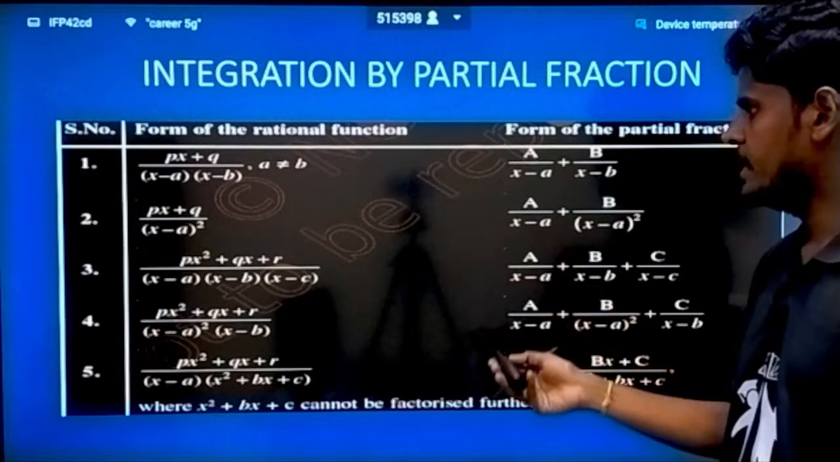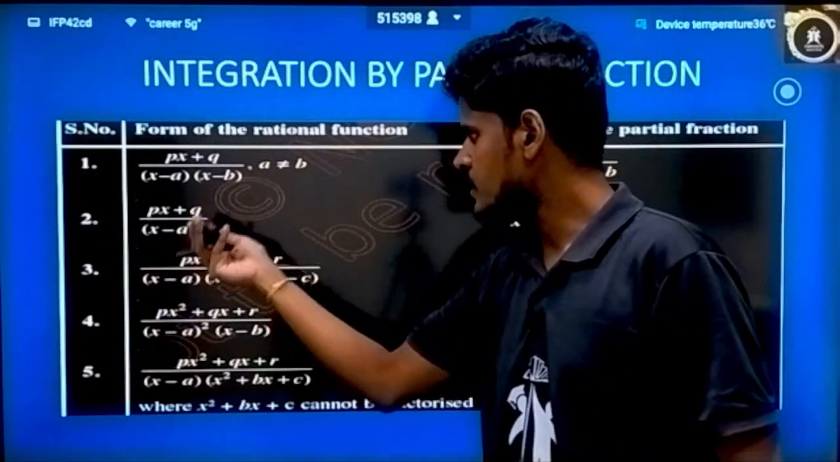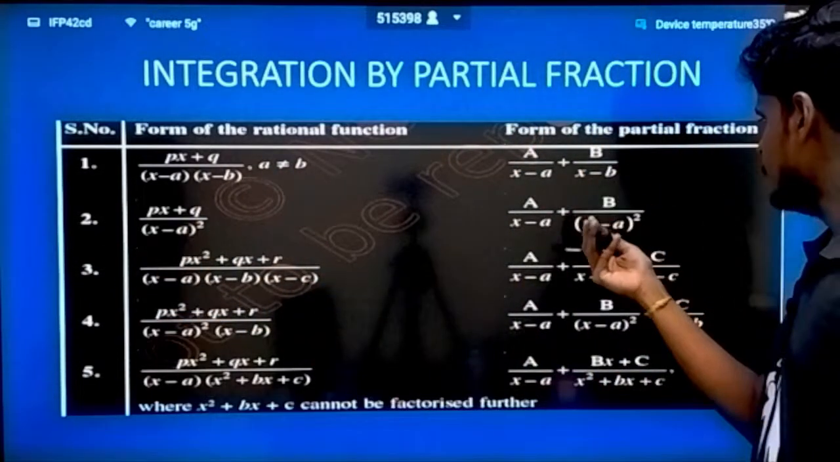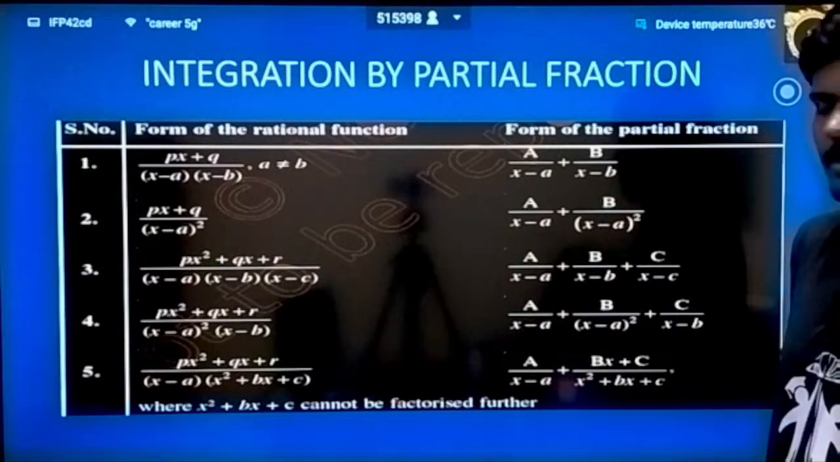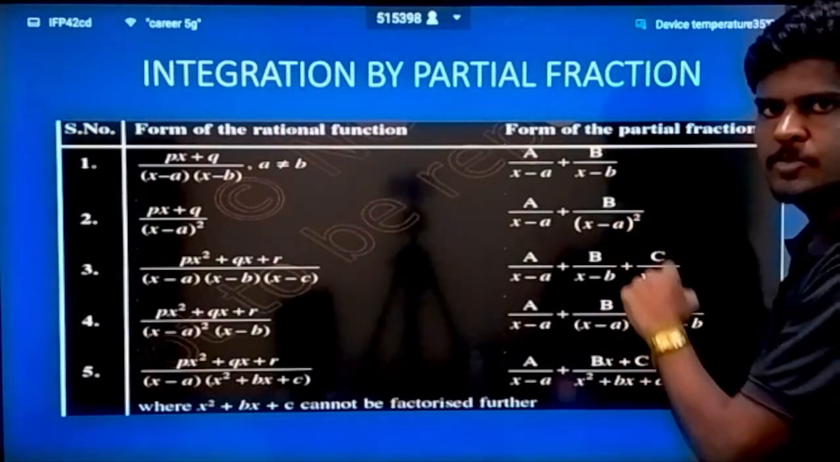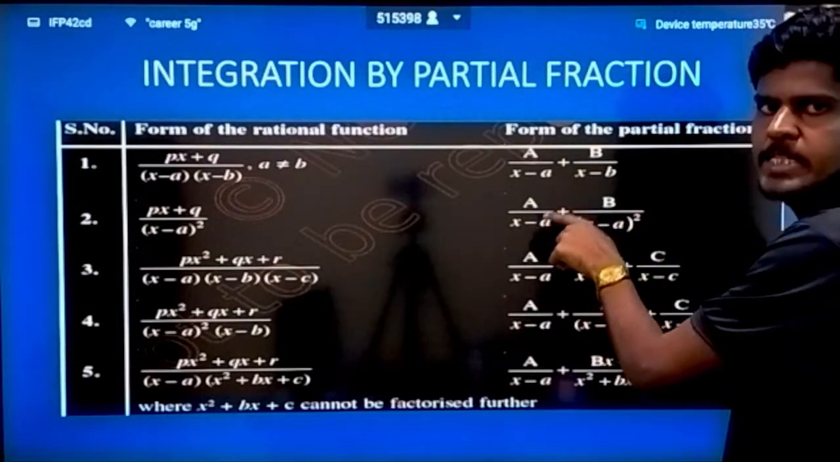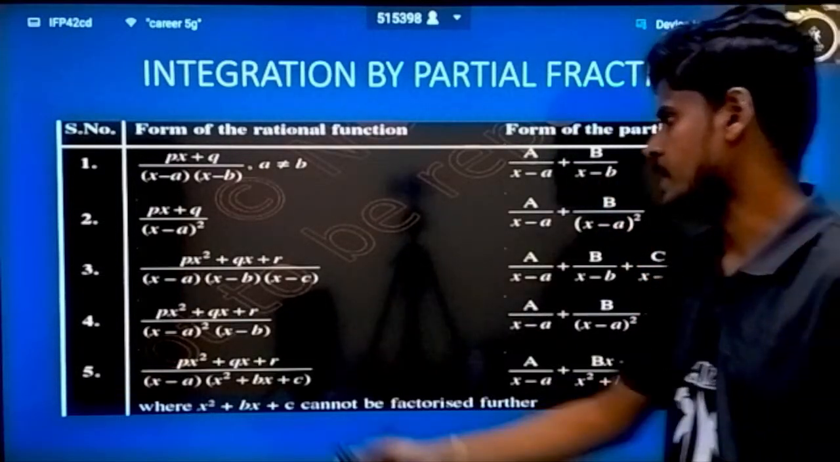Next, (px + q) by (x - a) whole square. That will be again A by (x - a). Here as the term is repeating, we will have B by (x - a) whole square. We have to repeat the factor again. So it will be A by (x - a) plus B by (x - a) whole square.